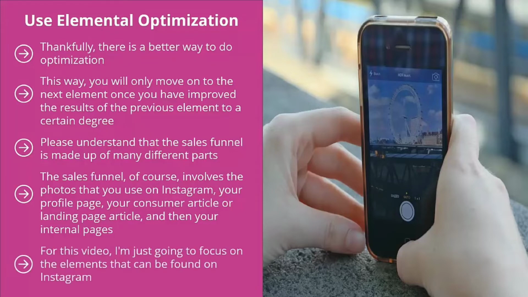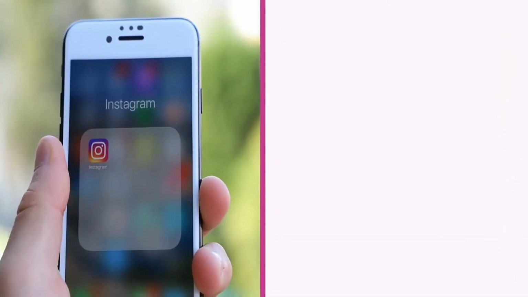For this video, I'm just going to focus on the elements that can be found on Instagram. You can use the same element-by-element analysis to optimize your squeeze page, your consumer guide page, and other elements on your own website. But as far as this training is concerned, we're just going to focus on the elements found on Instagram. Key elements to keep in mind when optimizing, here are the elements that you should focus on.